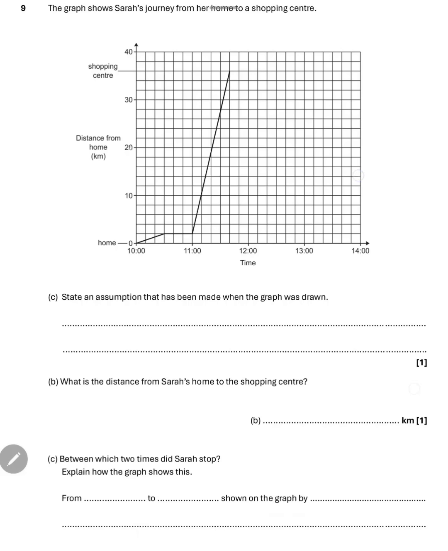Question 9, we're looking at a distance time graph. Okay, so we've just got a girl, Sarah, she's walking from home to a shopping centre. We're just mapping out the journey. First thing it says is state an assumption that has been made when the graph was drawn. And what we've got is nice straight lines. There's no curves going on here. There's no gradual change. And what that implies is that she was walking at constant speed all the time.